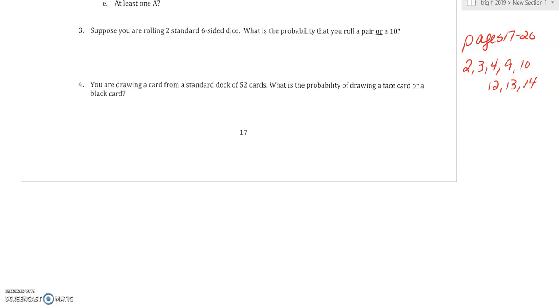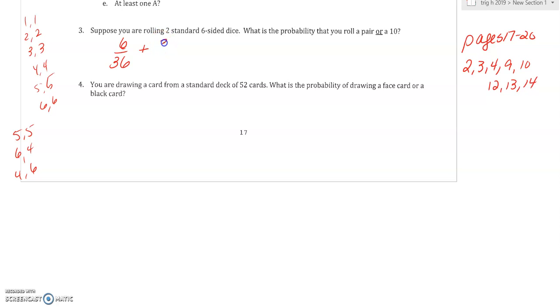Okay, so number 3, it says, suppose you are rolling 2 dice, and what is the probability you roll a pair or a 10? Well, there are 6 ways to roll a pair, because you could have 1s, 2s, 3s, 4s, 5s, or 6s. And a 10. Well, you could have a 5 and a 5. You could have a 6 and a 4. You could have a 4 and a 6. Did I miss anything? Nope, that's it. So you could have a pair or a 10.